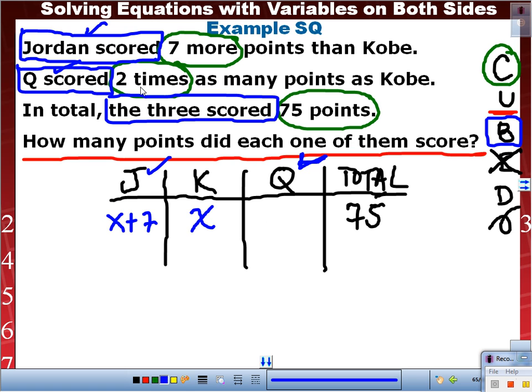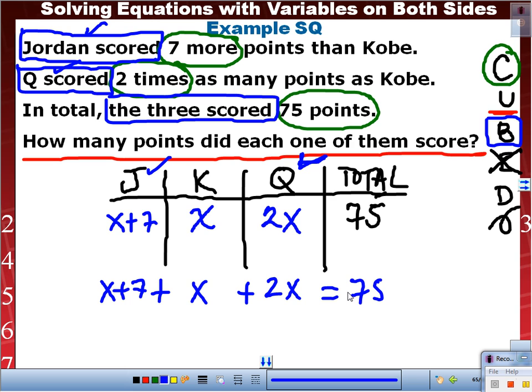Next, Q scored 2 times as many points as Kobe. So what do you write right there? That is correct, 2X. So if all three scored 75 points, that means I need to add all of these. I need to add this one plus this one plus this one equal to that. So I bring this down: X plus 7 plus X plus 2X equals 75.